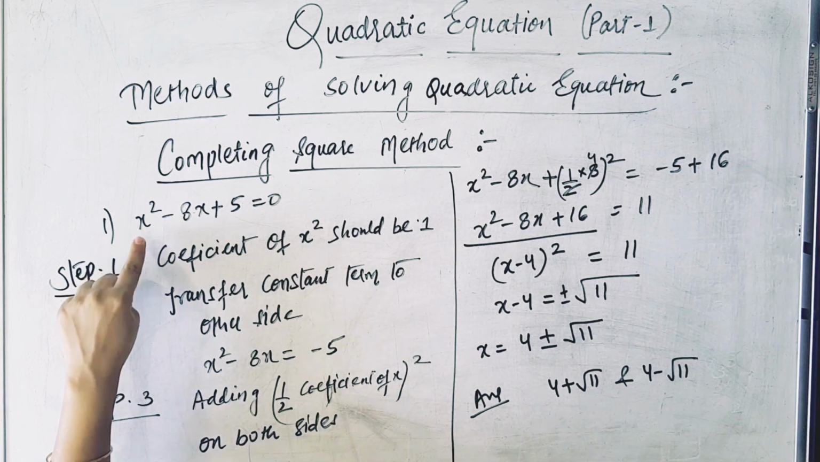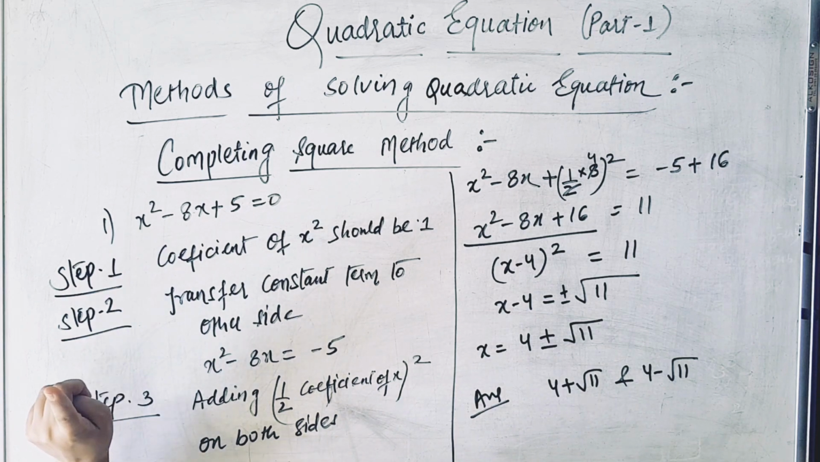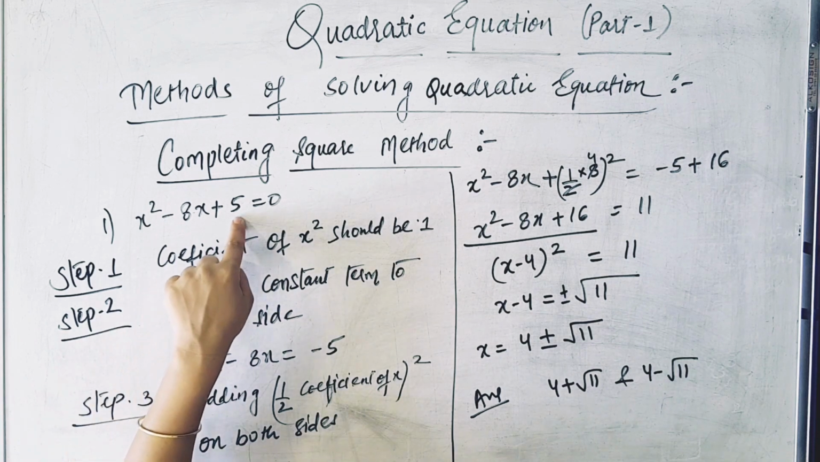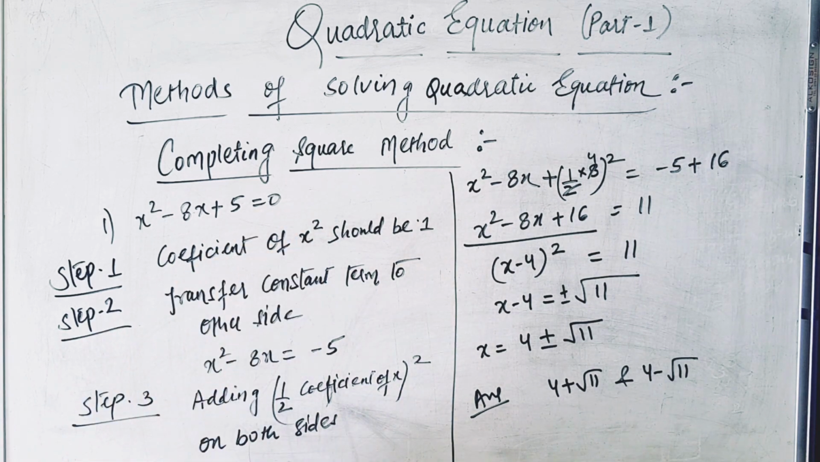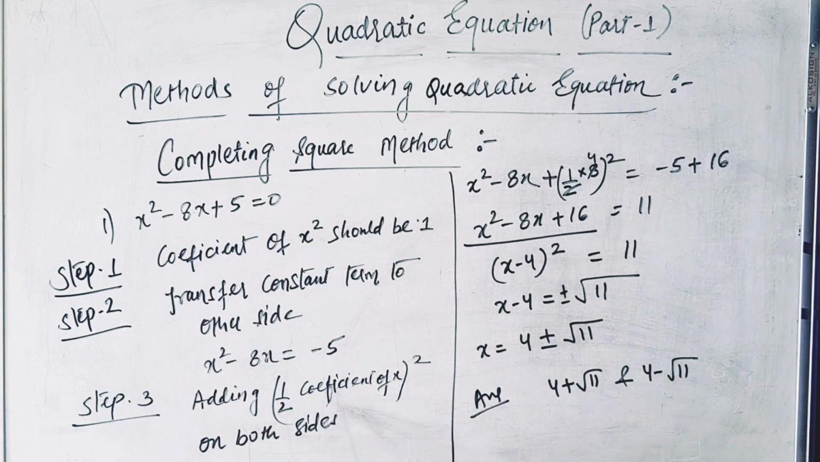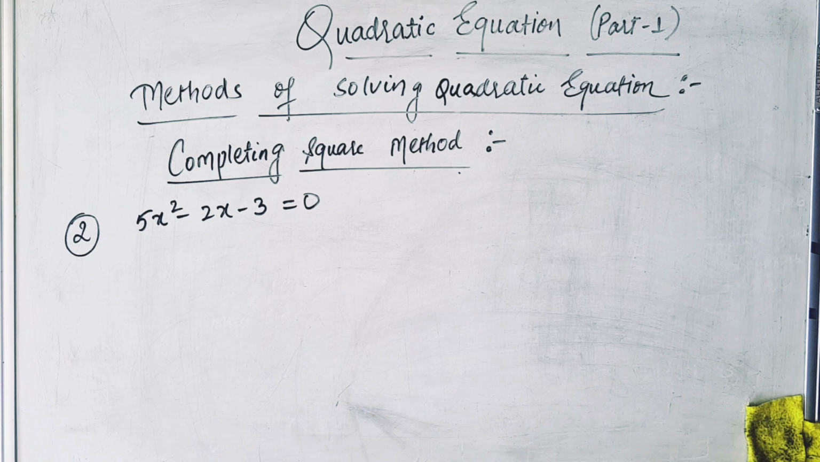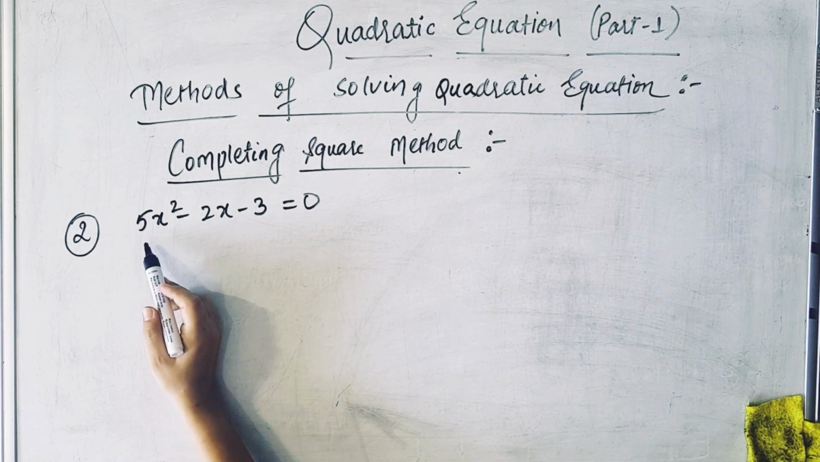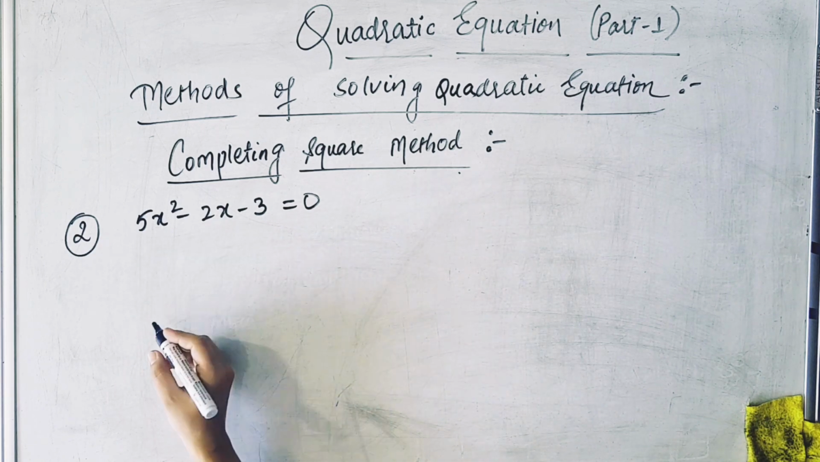The question has only 3 major steps. The coefficient of x square should be 1; if it is not 1, we'll bring it to be 1. Then the constant term has to be shifted to the other side, and then half coefficient of x whole square will be added on both the sides. Now in this question, the coefficient of x square is 5, it is not 1, so to make it 1 we'll divide this equation by 5.